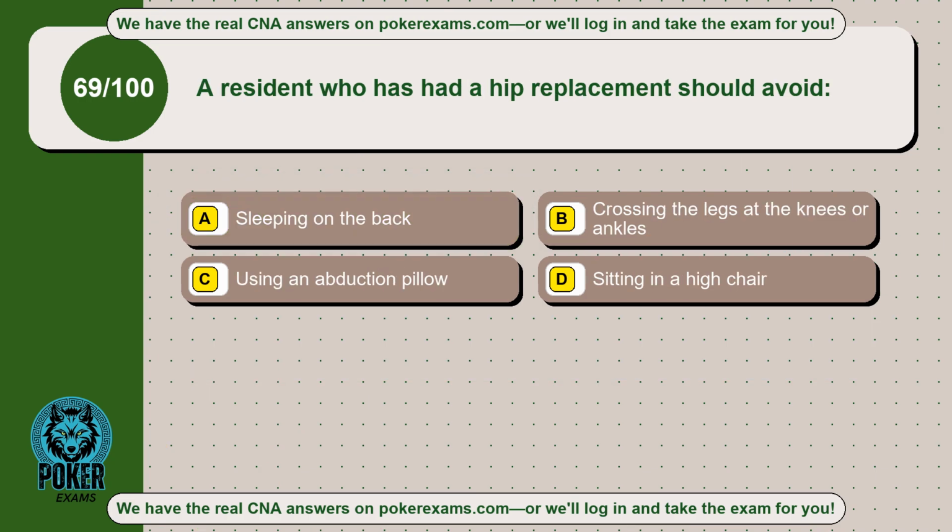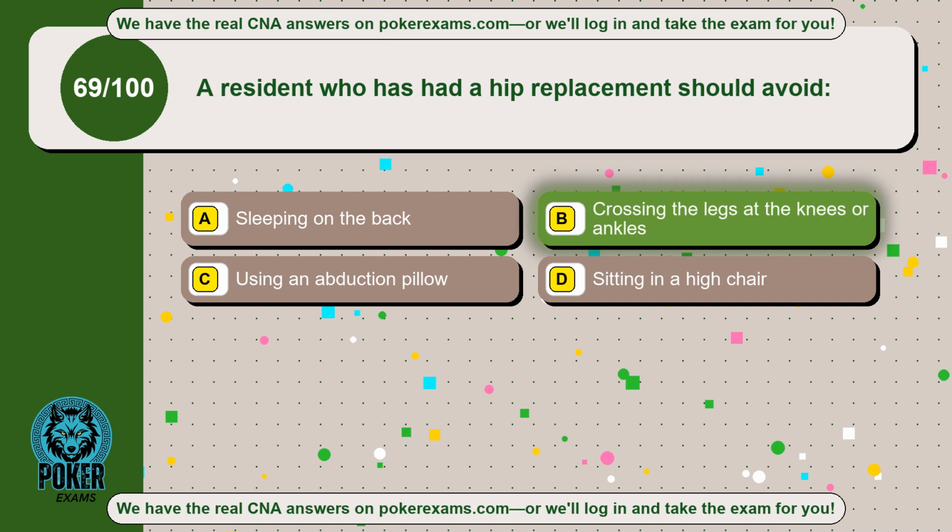Question 69. A resident who has had a hip replacement should avoid: Option A, sleeping on the back. Option B, crossing the legs at the knees or ankles. Option C, using an abduction pillow. Option D, sitting in a high chair.